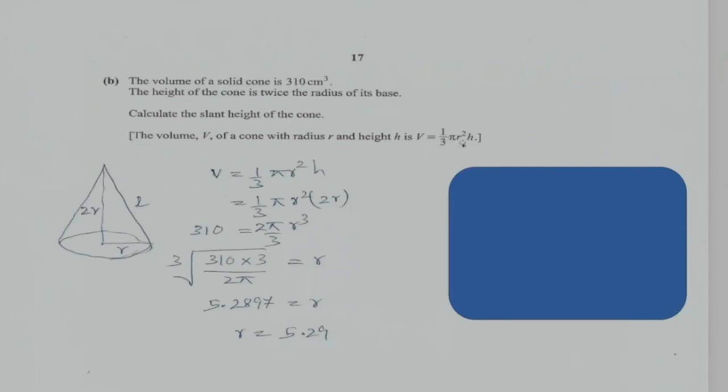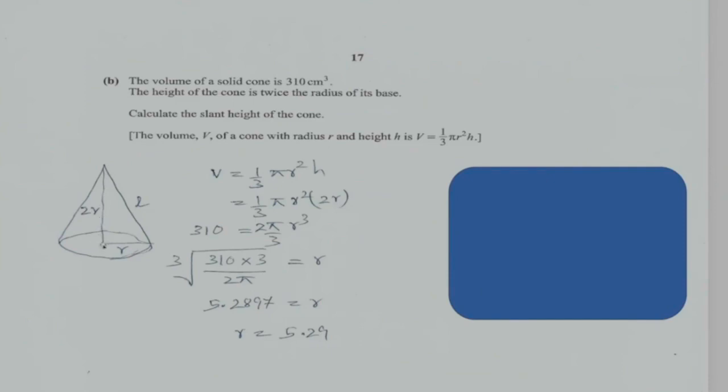We know the volume is given by 1/3 pi r squared h. So 1/3 pi r squared times h, which is 2r. The volume is given as 310. So 310 equals 2 pi over 3 times r cubed. We can calculate this r from the calculator: 5.29. Now we know r, and 2r means this one times 2.